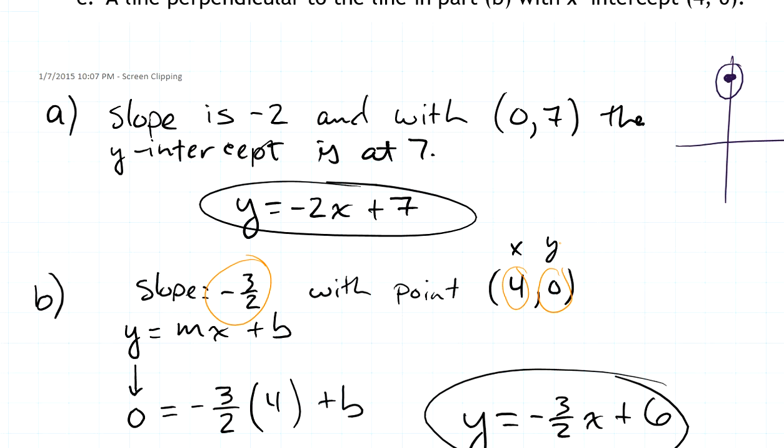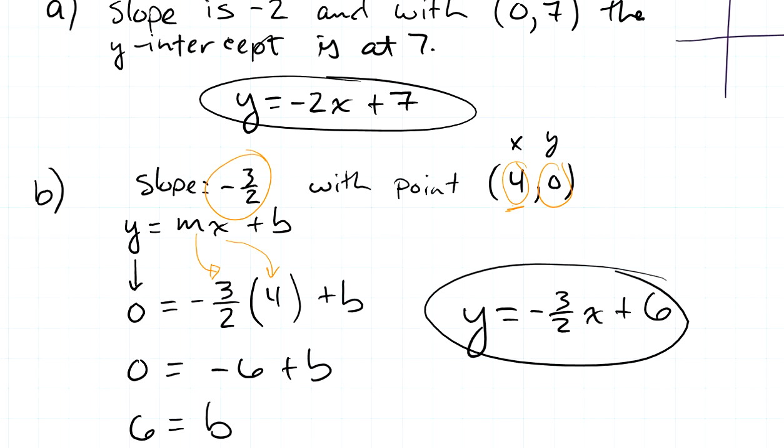And I end up plugging all three of those into the equation y equals mx plus b. So y becomes a 0, and for my slope I write -3/2. And then for my x value, I go ahead and plug in the 4 that I had in this point. When I plug all those things in and simplify it, I get 0 equals -6 plus b. That -6 comes from the fact that I multiplied -3/2 and 4, which is -12/2, which is -6. So that becomes 6 is b, or b equals 6.